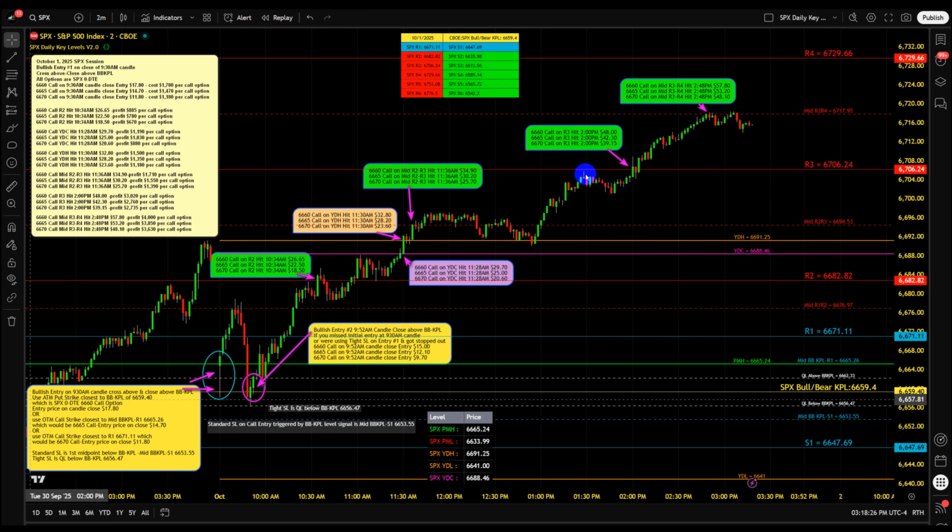It came close to hitting it here, but it actually hits the R3 level here at 2 p.m. On this R3 hit, your 66.60 call is now $48. Your 66.65 call is now $42.30, and your 66.70 call is now $39.15.